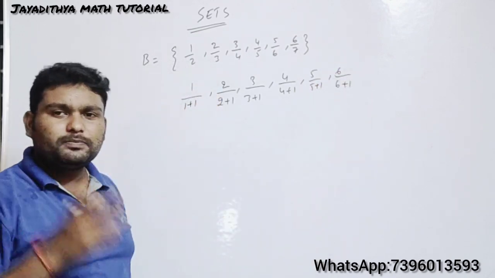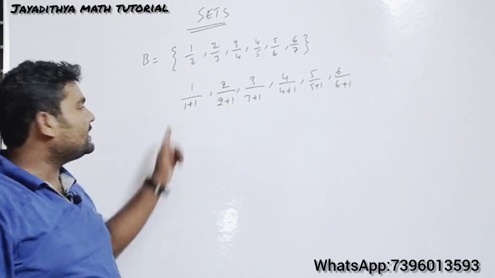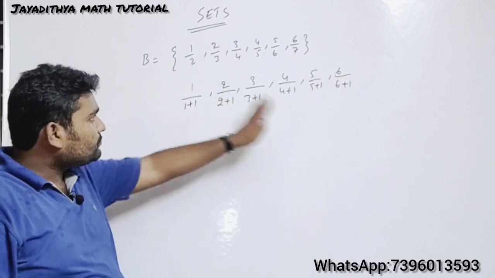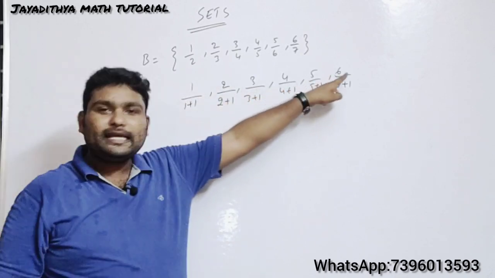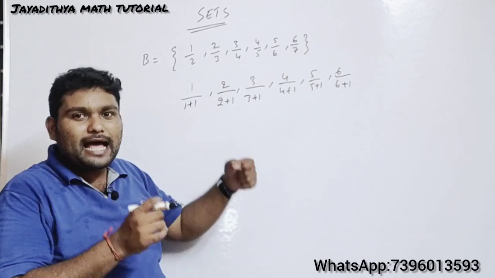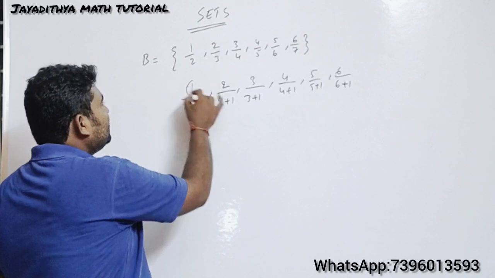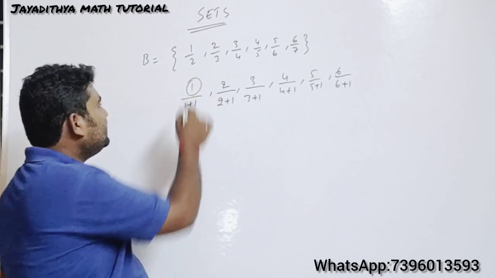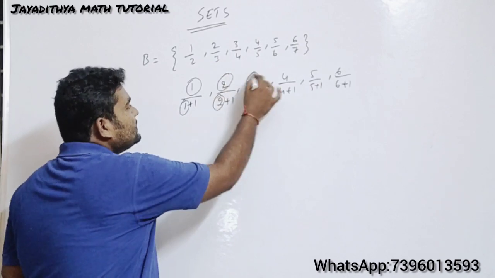So just by looking, you should be in a position to understand what the relation is there. If you observe these things, I have numbers starting from 1 and ending at 6. So I have only natural numbers from 1 to 6. And in the denominator, if I put any variable in the numerator, I have the same variable in the denominator, right? So these two terms are the same here.